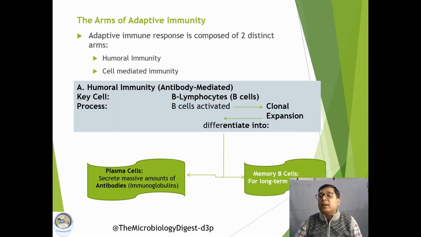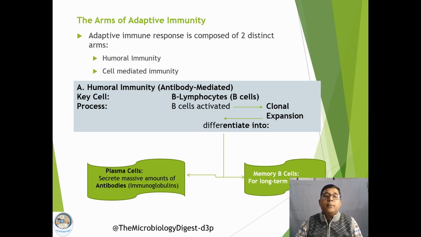Now, coming to the arms of adaptive immunity. Adaptive immunity, as we have already discussed, is highly specific, and there are two different arms of adaptive immunity. One arm is called humoral immunity, and the other arm is called cell-mediated immunity.